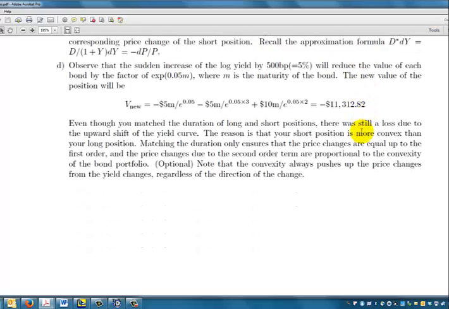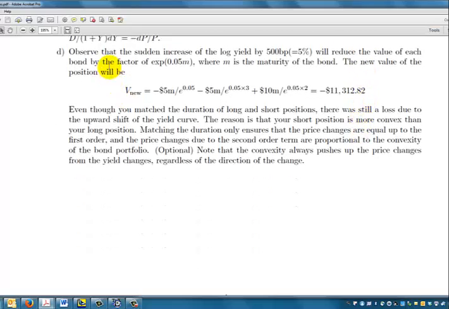Now in part D, there's a large increase in yield. What you've got to do is observe that the value of each bond will be reduced by a factor of e to the 0.05 m, where m is the maturity of the bond. So the new value of the position will be like this.